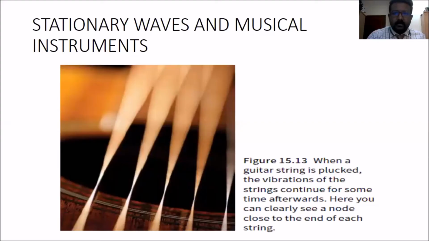stationary waves. Stationary waves and musical instruments. The production of different notes by musical instruments often depends on the creation of stationary waves. That's what we are able to see from the figure. For a string instrument such as a guitar, the two ends of a string are fixed. So nodes must be established at these two points because the two ends of the string are fixed.